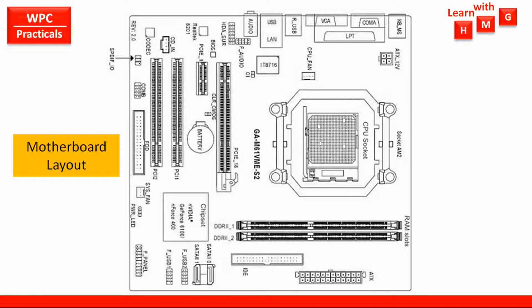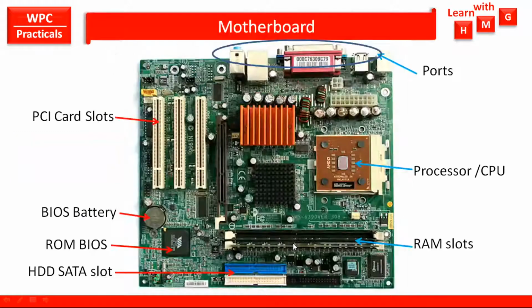So these are the slots for the PCI cards. External or add-on cards can be connected to this motherboard on these particular PCI slots. Here is a connector for the FDD, that is, floppy disk drives, which are now not used, but in earlier days floppy disk drives were there, and they can be connected through this particular socket. So these are the few connectors available on the motherboard. Let us see an actual motherboard.